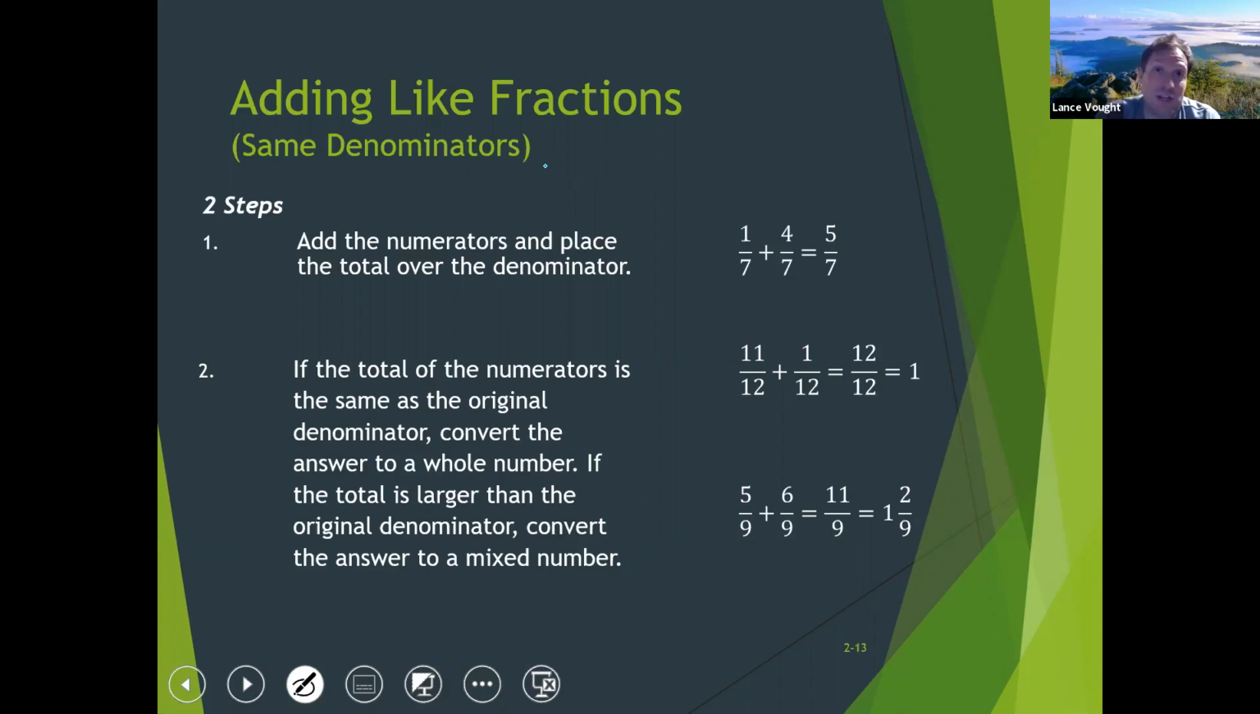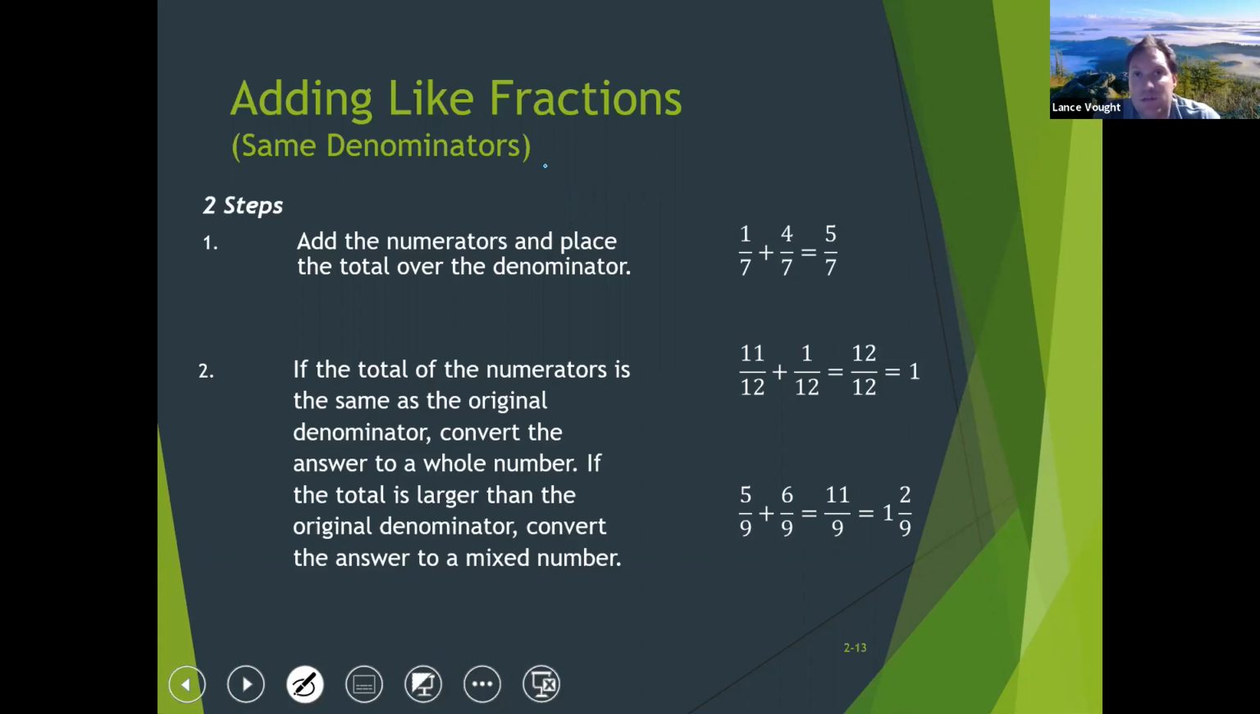You might have to change it in order to get like terms, but when you add and subtract fractions, you do not change the denominator unless you need to make sure that they're consistent. When you multiply and divide fractions, the denominator will change, but the denominator does not change when you add. So if you have 11/12 and 1/12, you get 12/12. That's 1. If you get 5/9 plus 6/9, that's 11/9. You can convert that to a mixed number. It's 1 and 2/9.